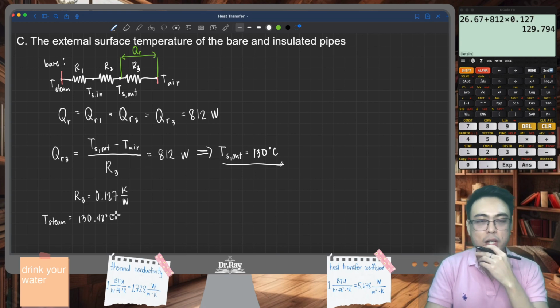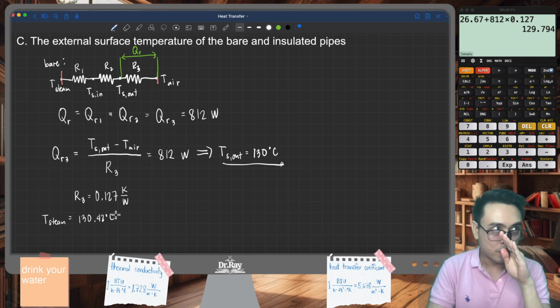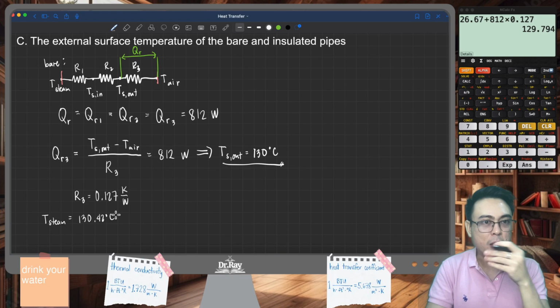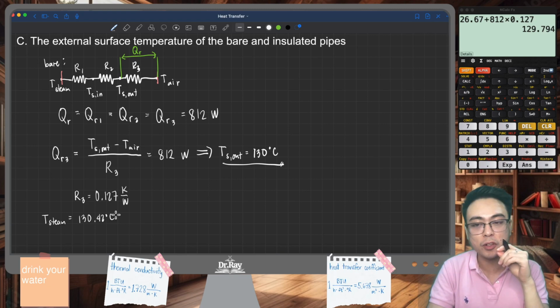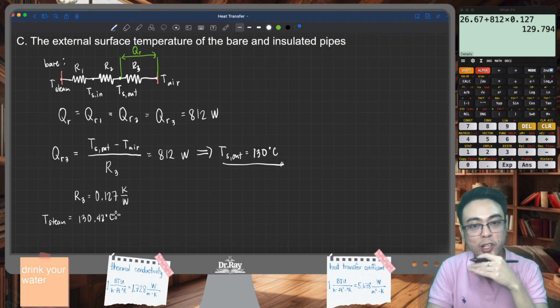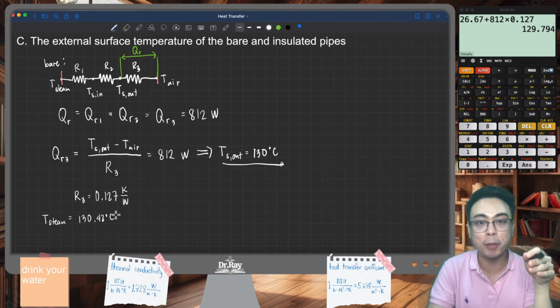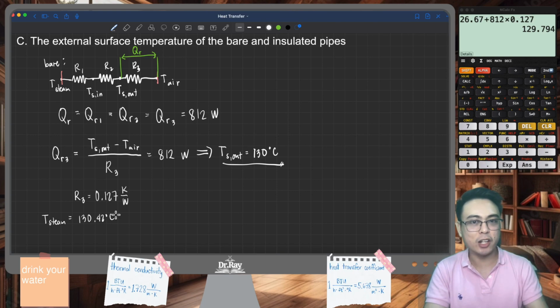So this tells us that the material of the pipe itself offers very little resistance to the heat transfer, right? Because there's barely any difference between the temperature of the steam and the external surface temperature of the pipe. It's still very hot. It's still very dangerous for us to touch. Now, let's compare that to the same calculations, but now for the insulated pipe. For the insulated pipe, the only difference was that we had 4 resistances, right?